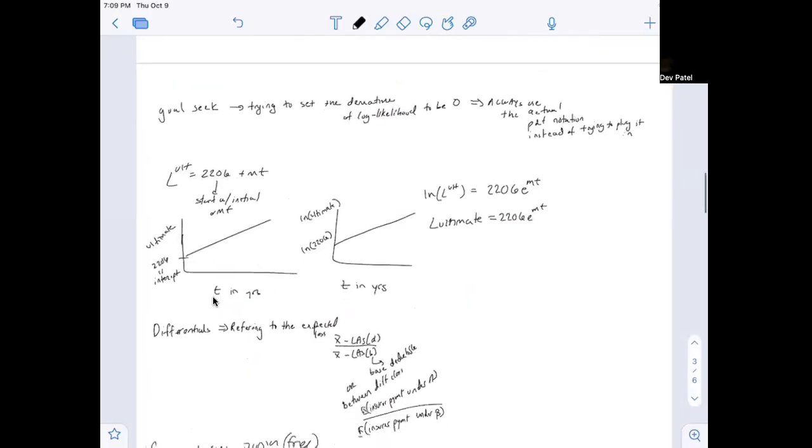And then if there is a trended loss question, you want to understand that the first number is what you're beginning with. So ultimate losses equals 2206 plus MT. You're starting with the 2206, and then your MT represents how much you increment that by over time. So the 2206 is the intercept, and then you natural log transform the y and the t stays the same. That is how you get ultimate loss equals 2206 e to the mt.